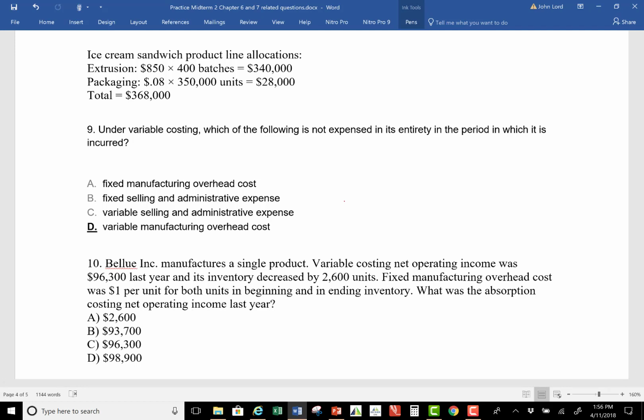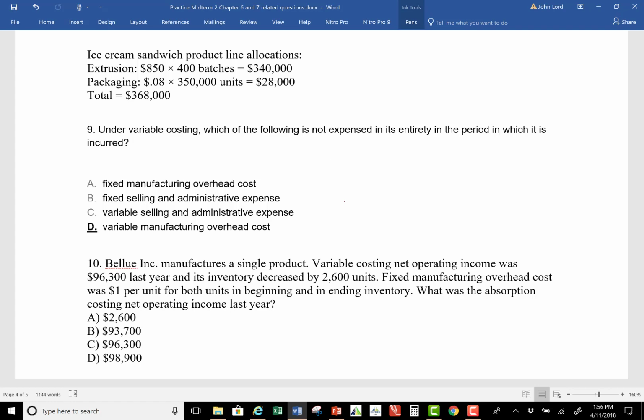Okay, so under variable costing, which of the following is not expensed in its entirety in the period in which it is incurred? Variable manufacturing overhead is still included in the ending inventory, and it isn't taken out until we take the cost of goods sold, when we actually sell those items. So we still treat variable manufacturing overhead as a product cost, whereas with fixed manufacturing overhead, we expense it, right?